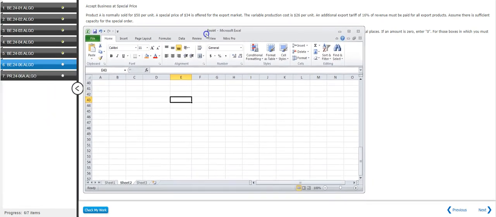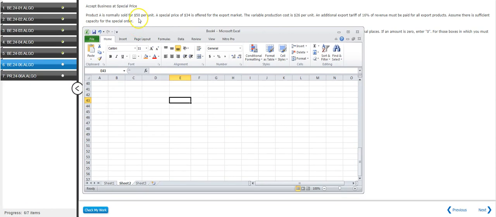This is to accept business at a special price or not. We normally sell this product A for $50, but someone's offered us $34 per unit on the export market. We're interested in it if we can make money. Let's see if we're going to make money on this deal or not. What we need to do is consider only the variable cost. If we do this, we're going to incur a variable cost of $26 per unit, and we're going to have a variable cost of a tariff.